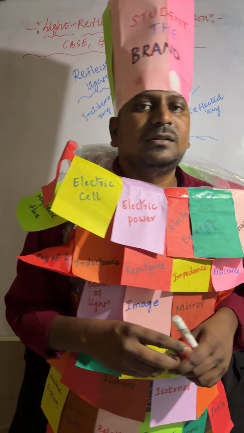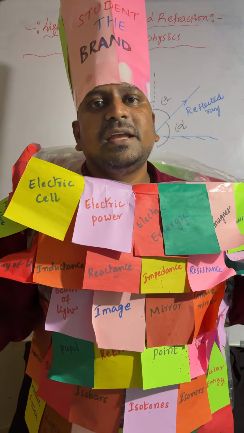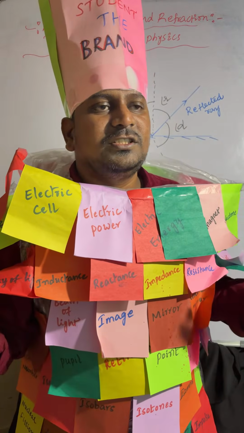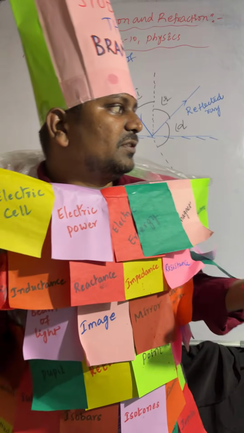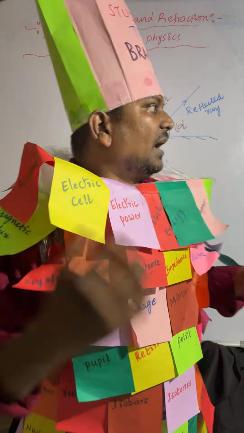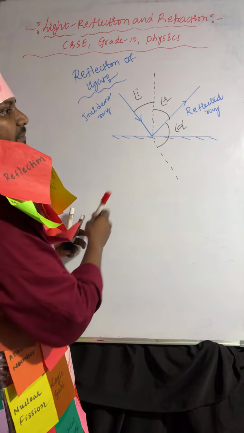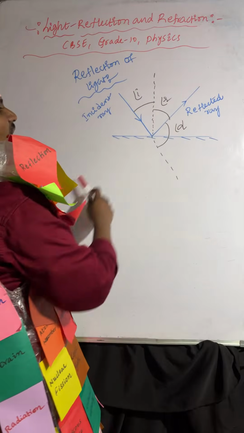So this is about the bouncing back of the light from the reflecting surface. The bouncing back of the light from the reflecting surface is called reflection of light. And here you can observe incident ray, reflected ray, normal line.